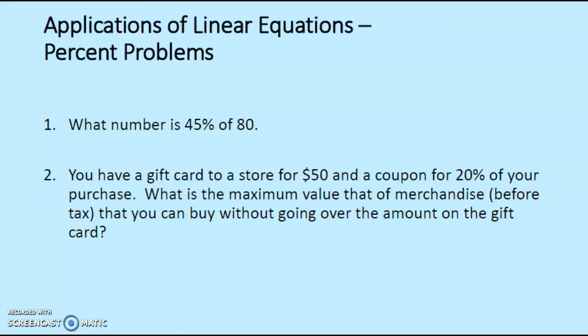So we want to spend $50, but we want that $50 to be the total after the 20% is taken off. So we know that we could spend a little more than $50, but the question is how much more than $50 can we spend? So in order to figure this out, we need to set some variables. So let's go ahead and do that.